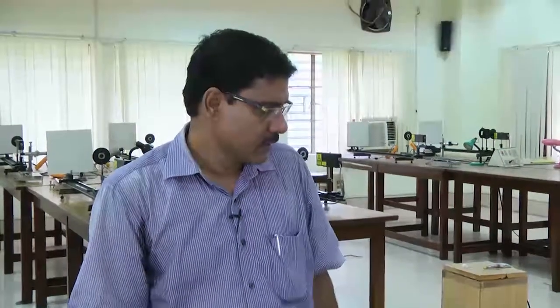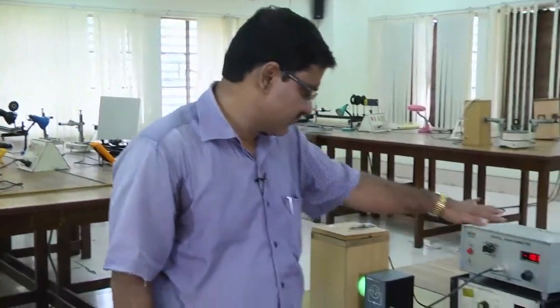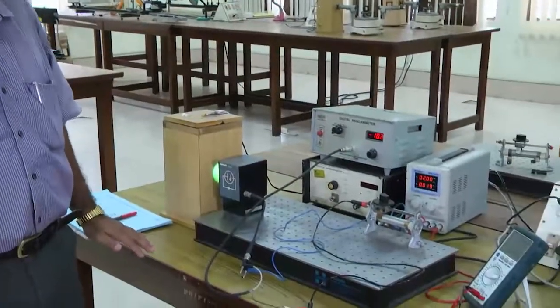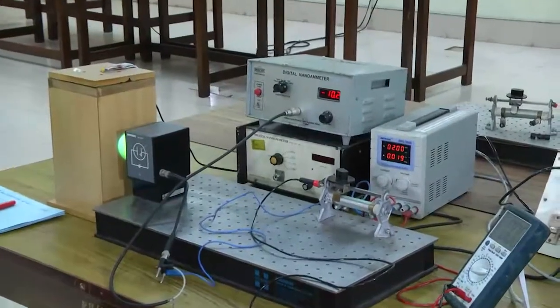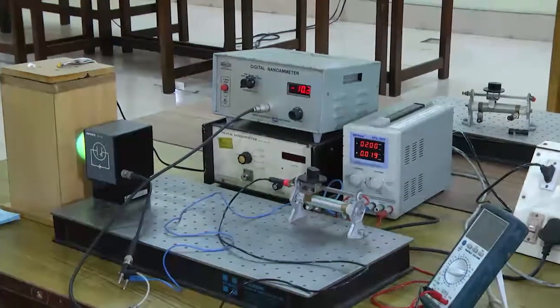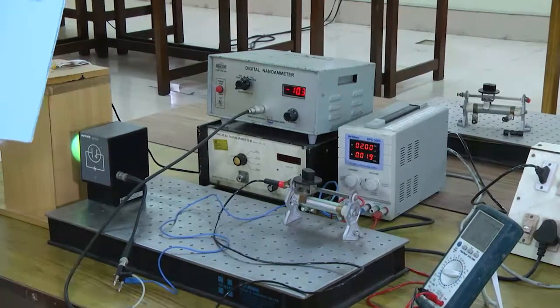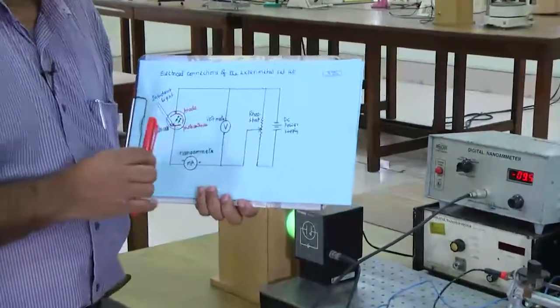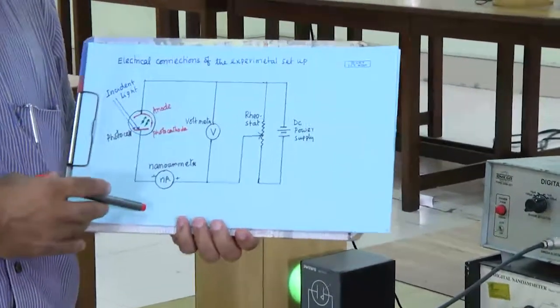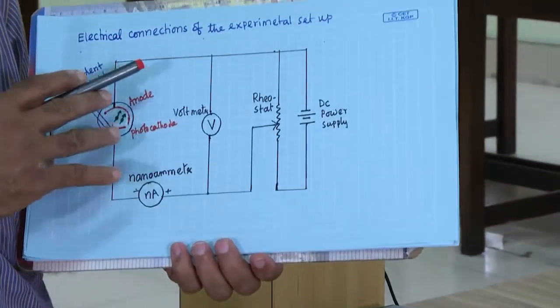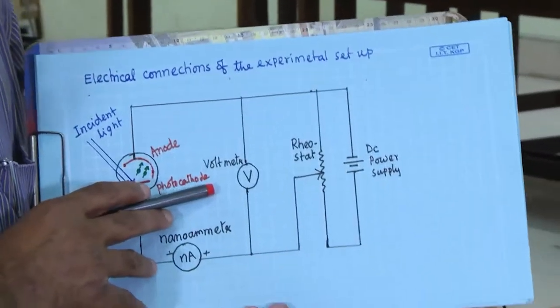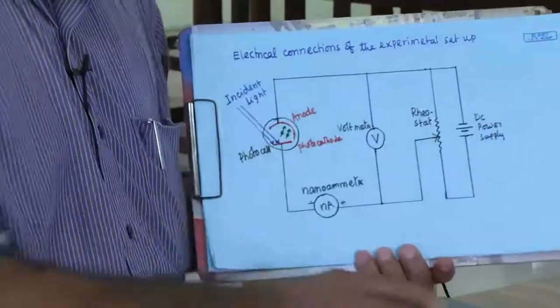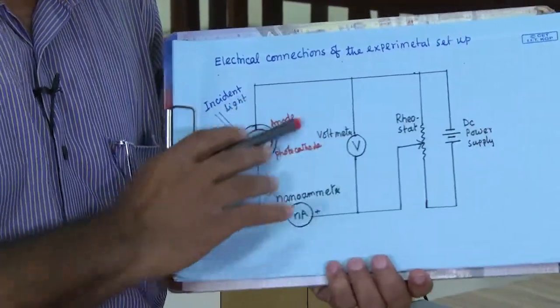So, now we will demonstrate the photoelectric effect experiment in our laboratory. This is the experimental setup for the photoelectric effect. What was the circuit diagram I showed you? Whenever we do an experiment, we should have the circuit diagram in our hand, and then connect all the components accordingly.